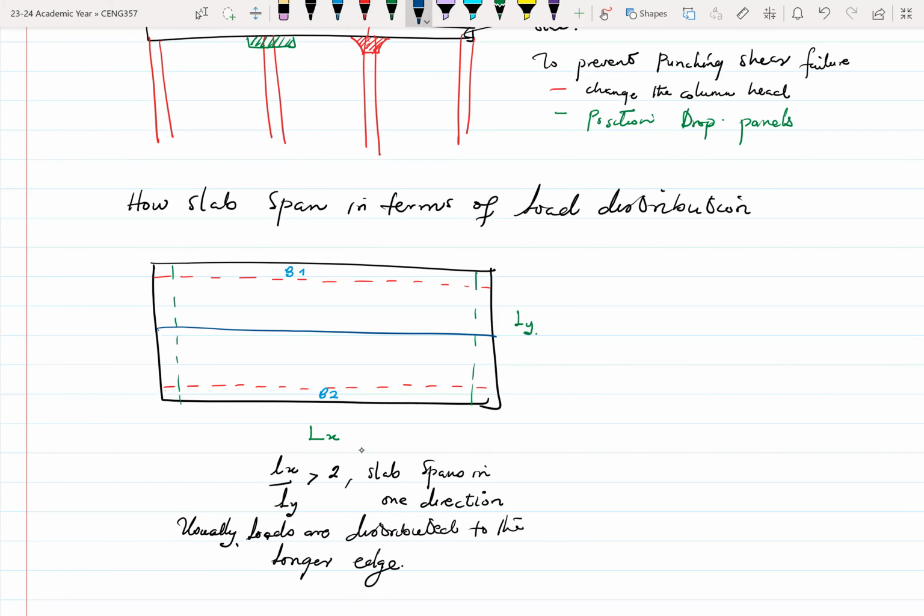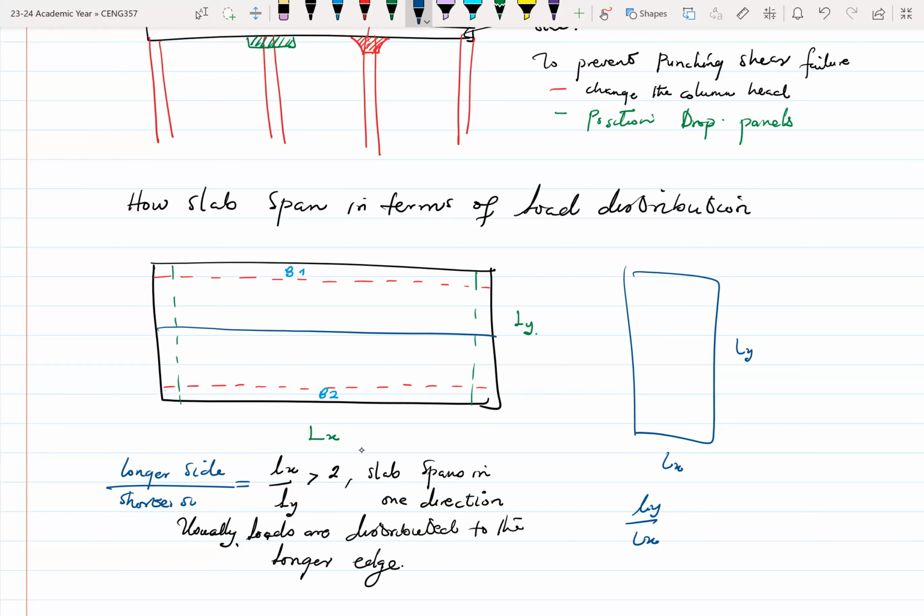Okay. Please, Lx is always the longer side. It doesn't mean the horizontal side. So I can have a beam like this, and then maybe this could be my Ly, and this could be my Lx, and it's the longer side over the shorter side, please. All right, so let me put it this way: longer side divided by shorter side, not necessarily Lx over Ly.